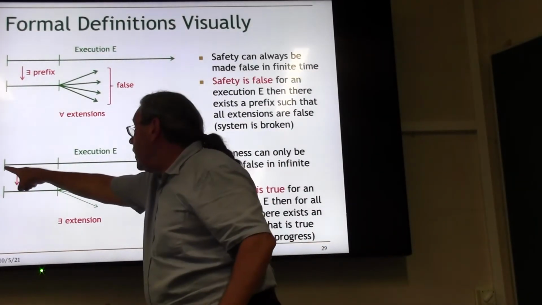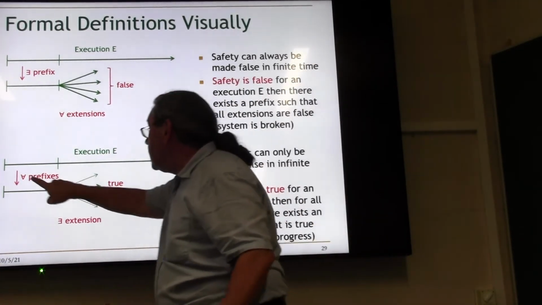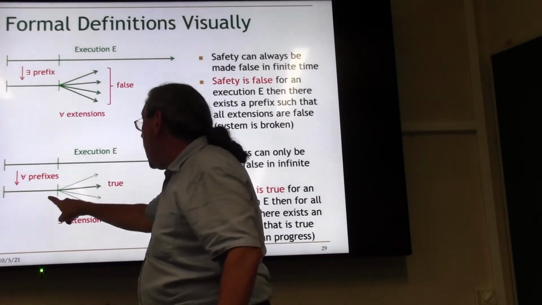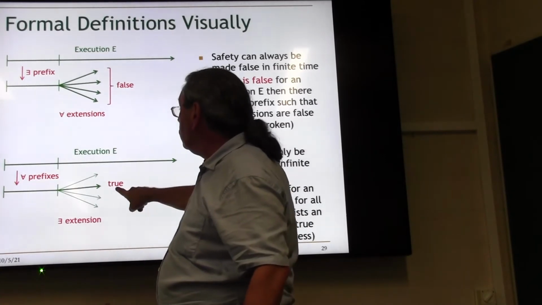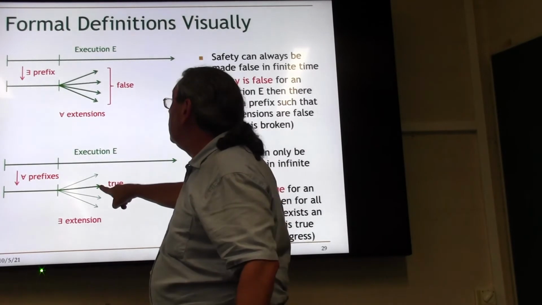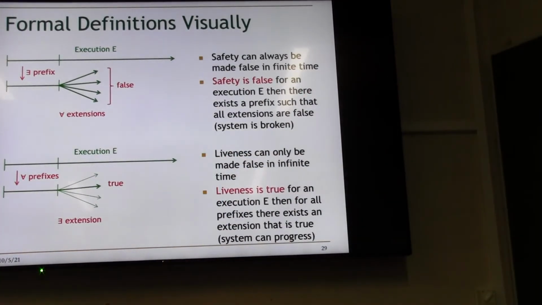And liveness is kind of the opposite thing. So here I have a live execution, and the live execution means that for any prefix I take, I can always find at least one extension that will make it true. There's always hope, there's always a way to make it true. So they're kind of dual. They're actually dual in a very precise way.